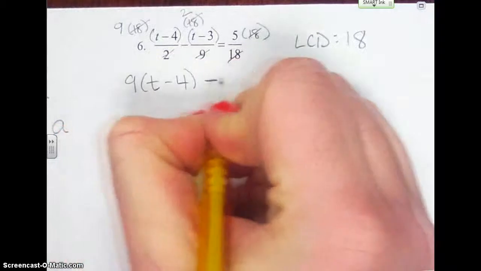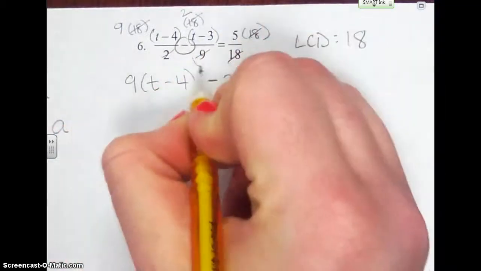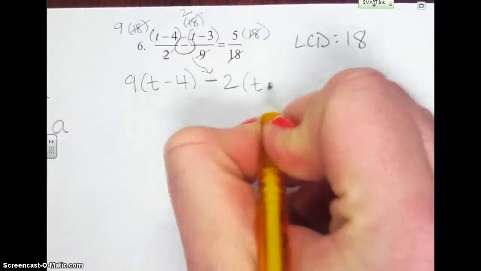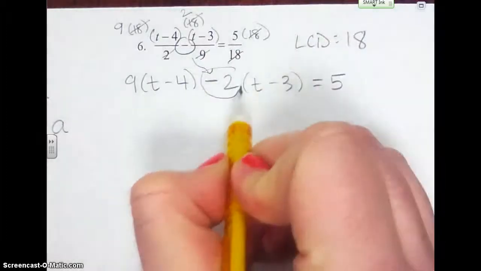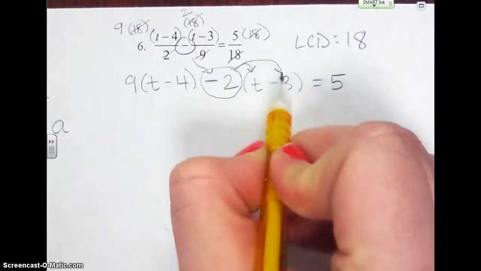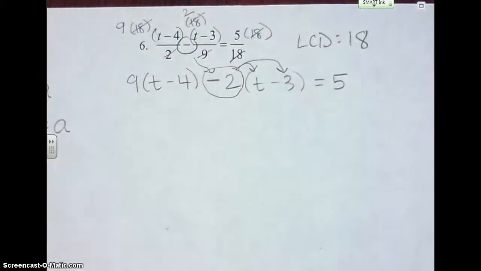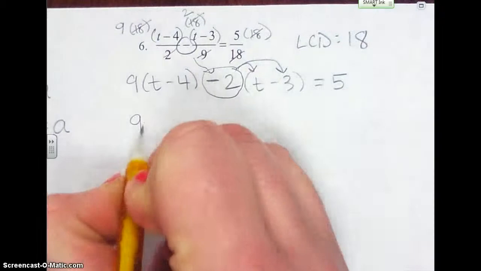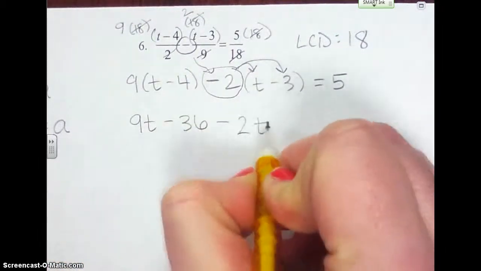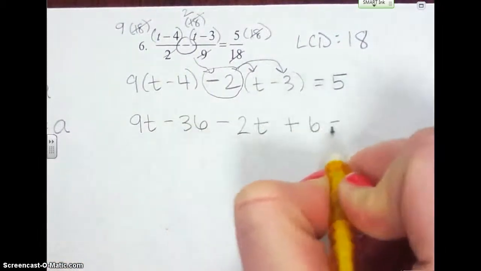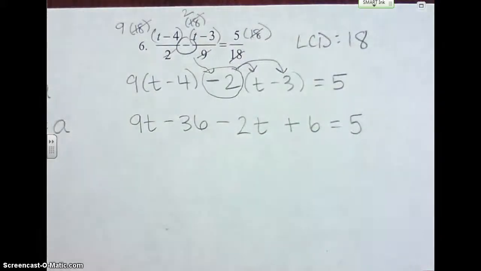And make sure here you put that subtraction sign. And then you have to make sure you distribute it too. So that's what I've seen already is people just missing that negative 2. You're not distributing it correctly. So then 9t minus 36 minus 2t plus 6 equals 5.